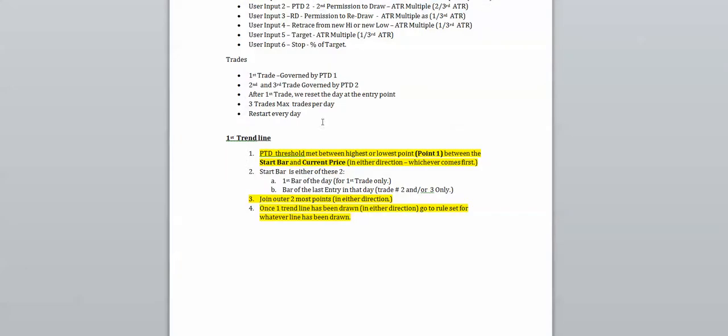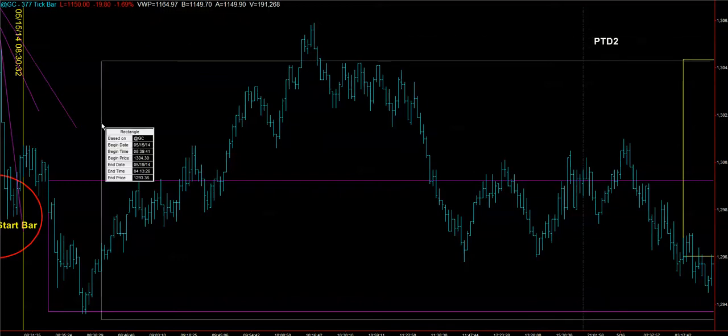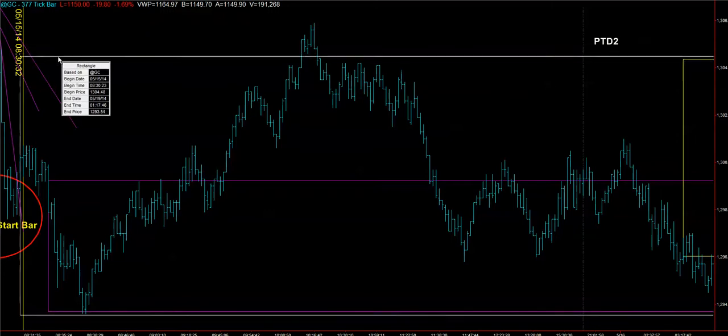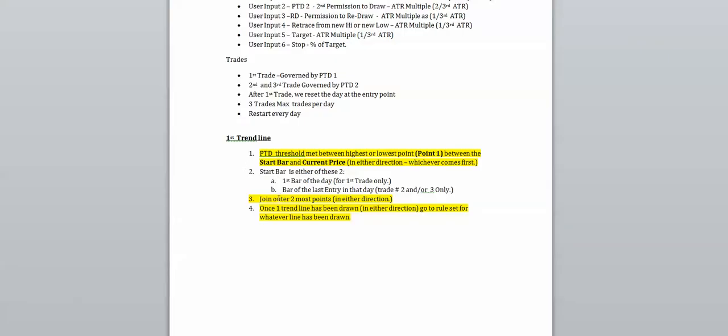So the rule set very simply says PT threshold must be met between highest to lowest point between start bar and current price, or PTD threshold between start bar, which is here, and current price is met at this point in time over here. So we get our drawing tool and we point it to that area there.